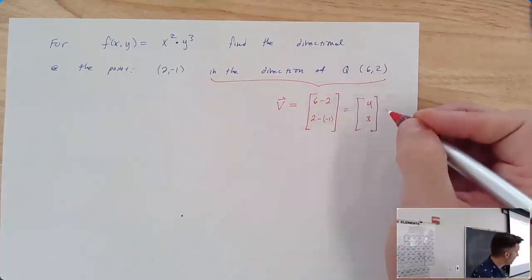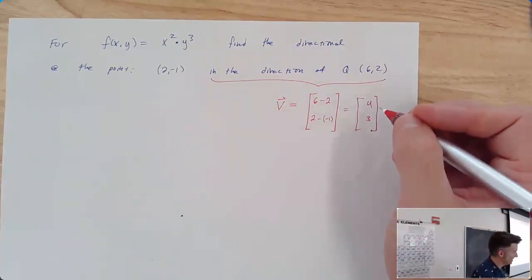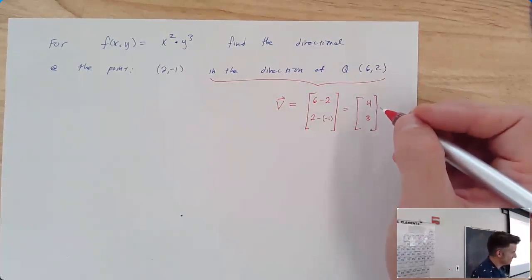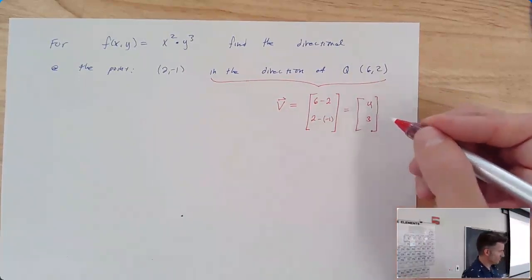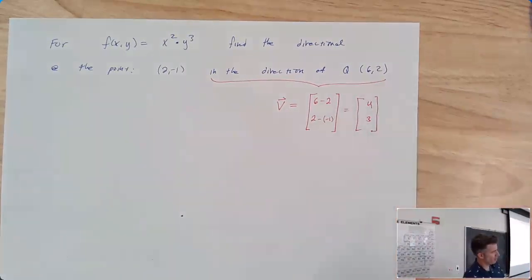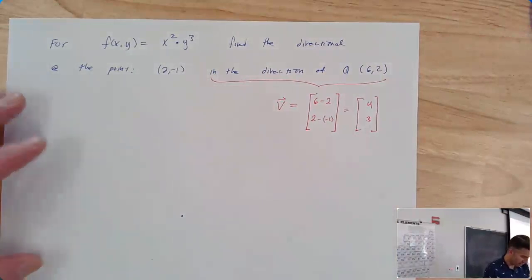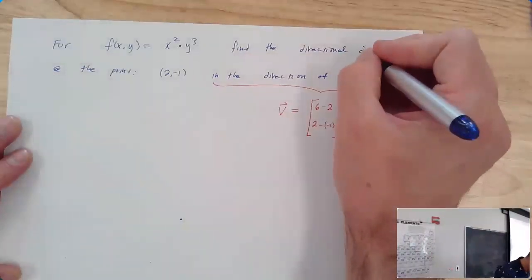Whose magnitude is what? It's a 3-4 triangle. Yeah, exactly. So right when you see a (4, 3) or a (3, 4) or a (-3, 4) or whatever, you know it's going to have a magnitude of 5. Okay, great. So let's find the directional derivative real quick.